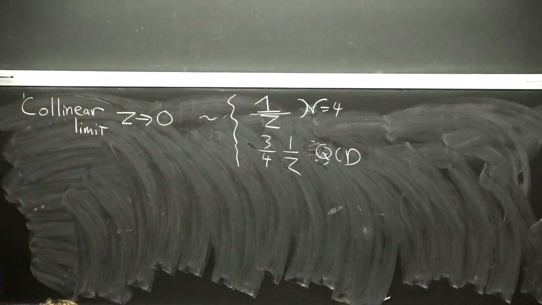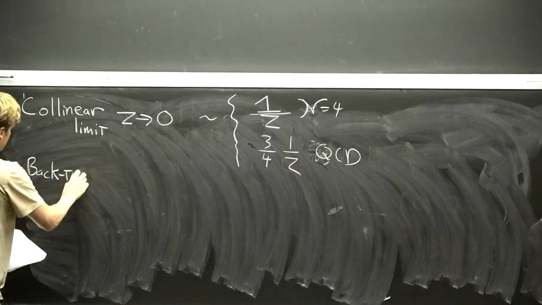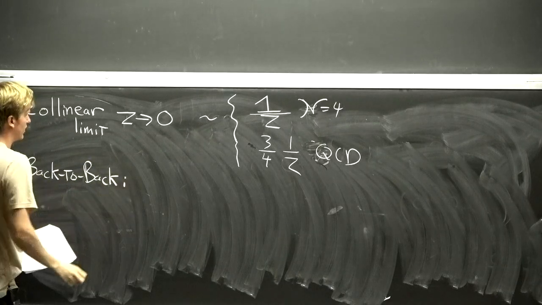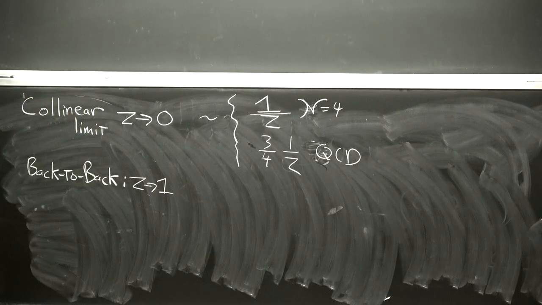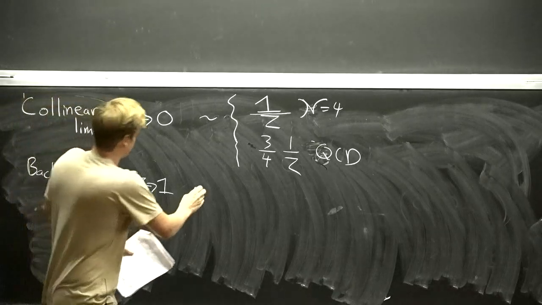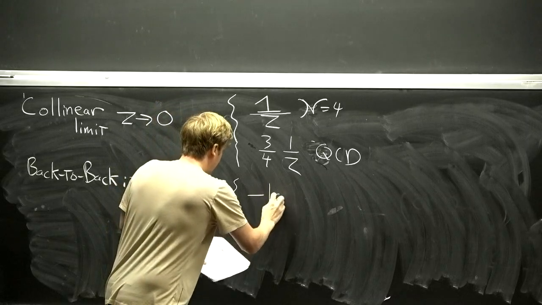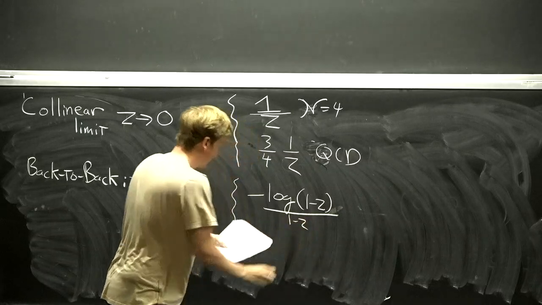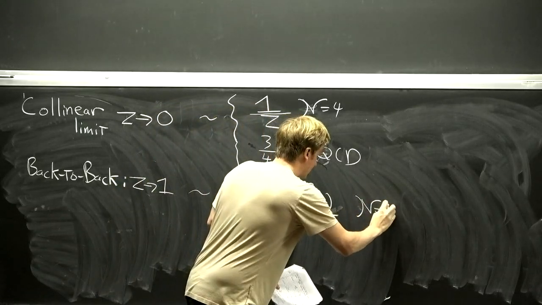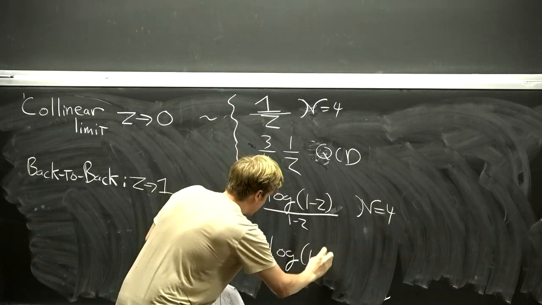The other limit which we can take, which are just the two limits in this plot, is the back-to-back limit, which corresponds to z going to 1. You can again just take this function and expand it in Mathematica, and you find again that it has a very simple behavior. In particular, you get the exact same thing in QCD and in n equals 4. So not only are the functions the same, but the actual coefficients are the same.